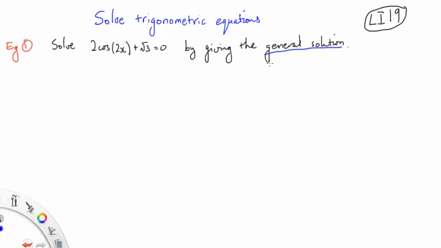And then the second way I'm going to do it is if they give you a domain that you have to solve it over. So they might say, I don't want the general solution. They might say, I just want the solutions from 0 to 2 pi. Let's start with the general solution. The first thing you do with this is you transpose it. So the first thing to do is a bit of algebra.